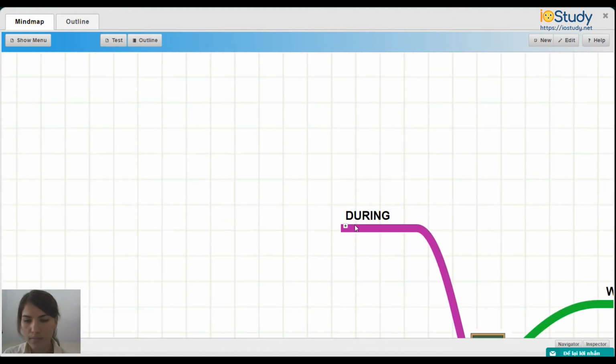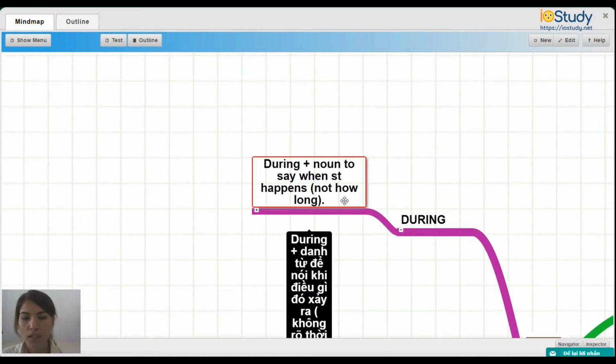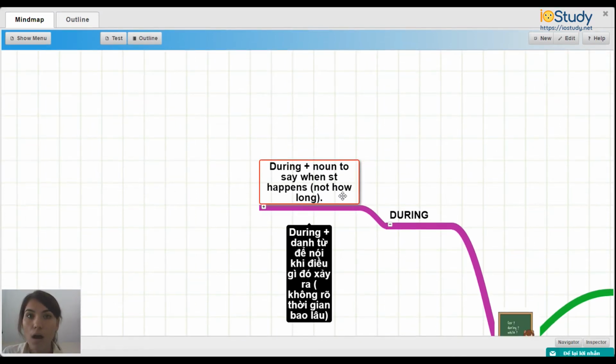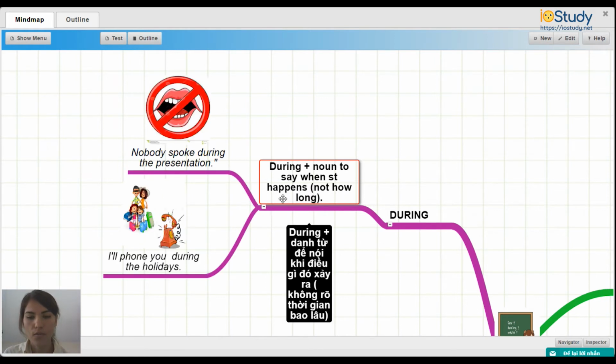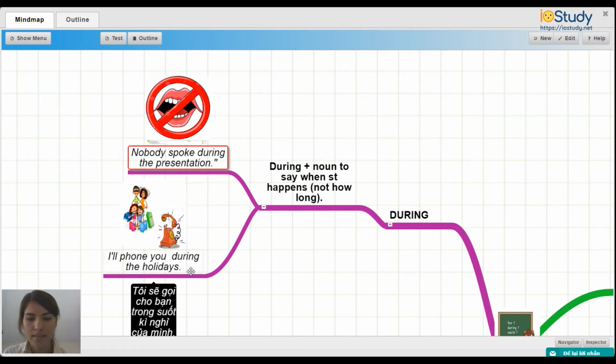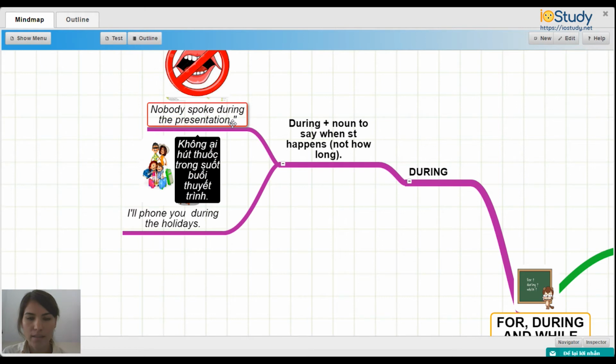The rules for during. During plus a noun to say when something happens, not how long. For example, nobody spoke during the presentation. And I'll phone you during the holidays. So in this case, during is used before the noun to say when something happens. So the noun here is holidays, and here is the presentation.